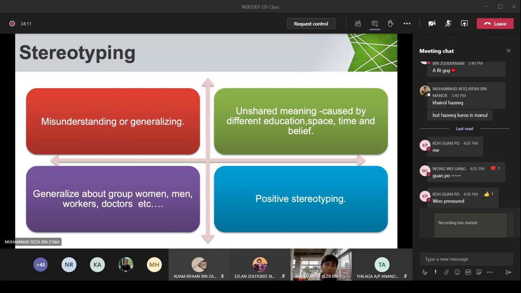Especially negative stereotyping. For example, this particular group from this political party is like this, and this person is from that particular political party, so you generalize. So avoid doing negative stereotyping on a group of persons.